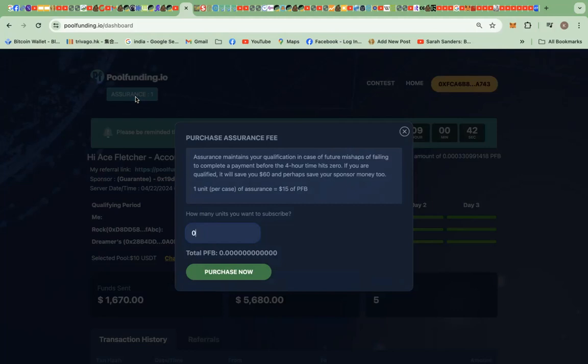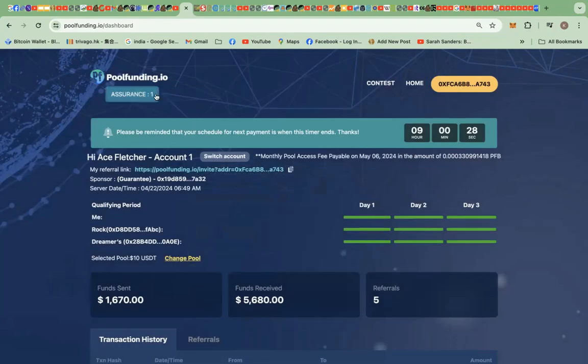And assurance is something you can purchase for $15 per unit. So that's just $5 more than a normal payment. So it's 50% more than a normal payment. And you can pre-purchase this. Like I have a unit here. I have 1 unit of assurance here.